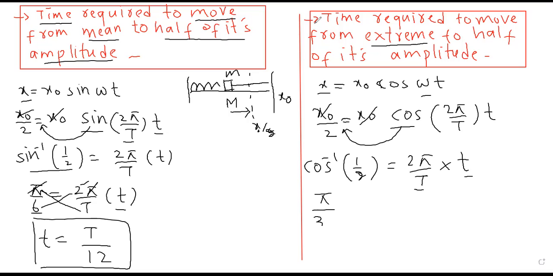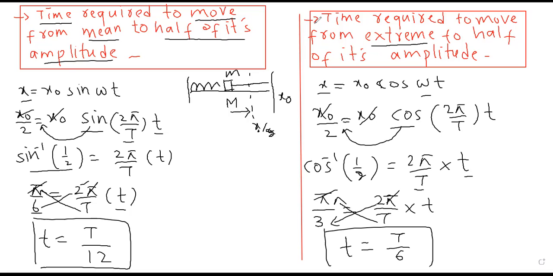So we have pi over 3 equals 2 pi divided by capital T multiplied by small t. So pi gets cancelled, T goes there and 2 comes to the denominator. So small t becomes capital T divided by 2 multiplied by 3, which is 6. So small t here becomes T by 6. So in the case when a particular mass moves from the extreme position, we have to use this equation. And in the case when a particular mass starts from the mean position, we have to use this equation.